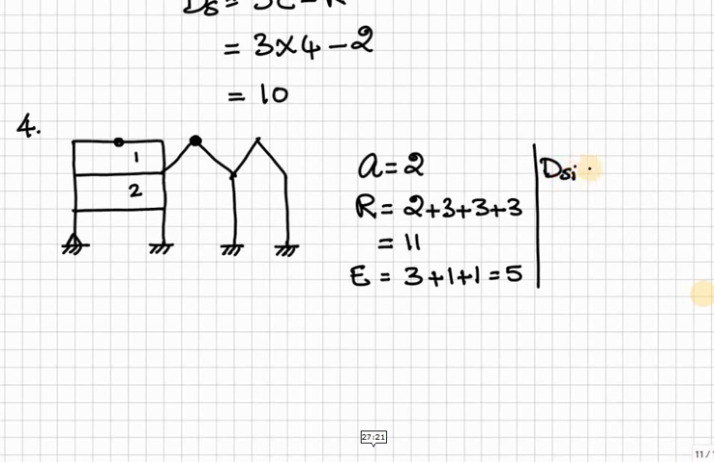Therefore, DSI is equal to 3 times A, which is equal to 6, and DSE is equal to R minus E, which is equal to 6 again. Therefore, total statical indeterminacy is equal to 6 plus 6, total 12.